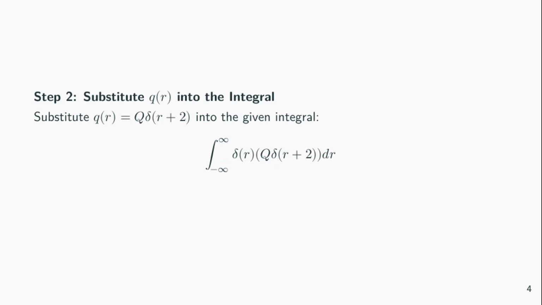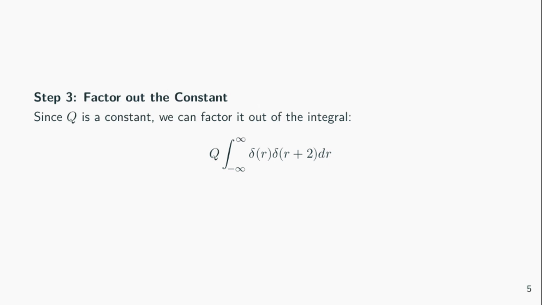Step 2 is straightforward. We're going to take this expression for q(r) that we just found, which is capital Q times delta(r plus 2), and substitute it directly into the integral that we need to evaluate. So our integral becomes the integral from -infinity to infinity of delta(r) times, in parentheses, capital Q times delta(r plus 2) dr. Now, for step 3, we can see that capital Q is just a constant value representing the magnitude of the charge. And with integrals, we know that any constant factor can be pulled outside the integral sign. So we can factor out the capital Q.